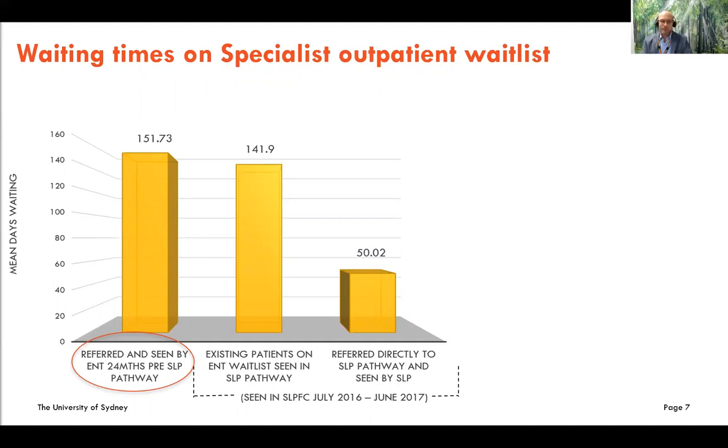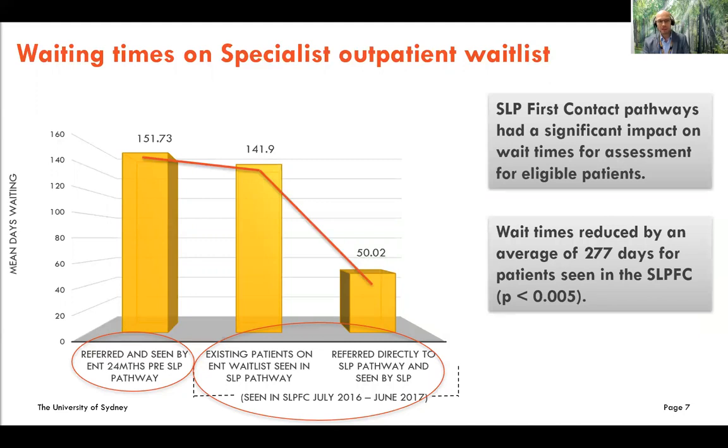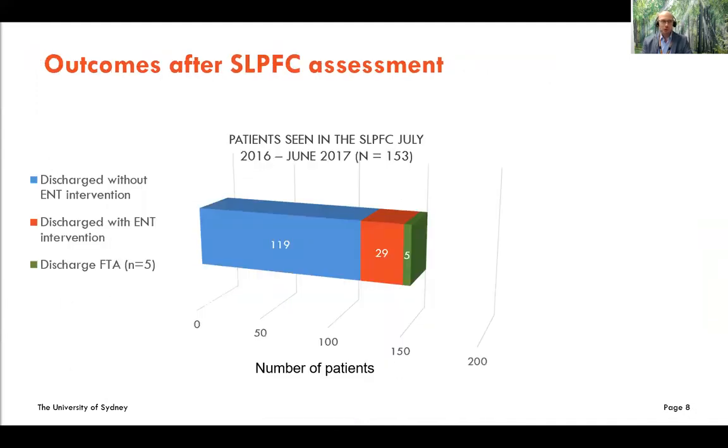To measure the true wait time difference pre and post implementation, we separated those seen by the speech pathologist into two groups. Those referred before commencement, thus spending time on both the ENT and speech pathology waitlists, and those referred after commencement directly into the speech pathology waitlist. A linear regression analysis demonstrated patients in the ENT group waited significantly longer than those in the two speech and language pathology first contact groups, respectively, and wait times reduced by an average of 277 days for those patients referred directly into the SLP-FC. Our discharge outcomes were recorded for patients seen only in the speech and language pathology first contact clinics.